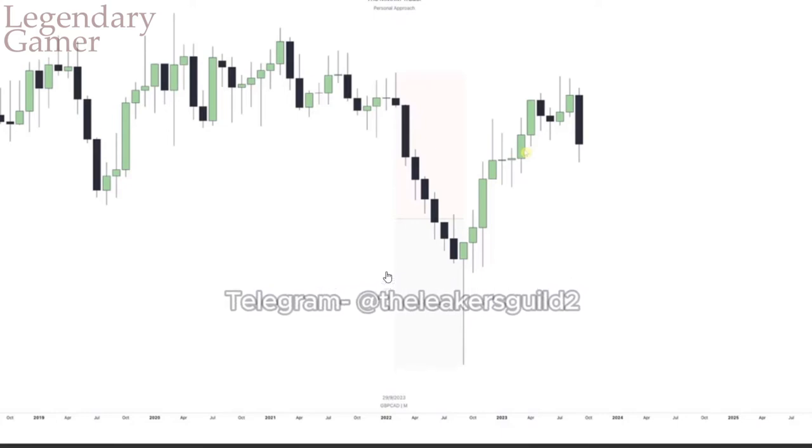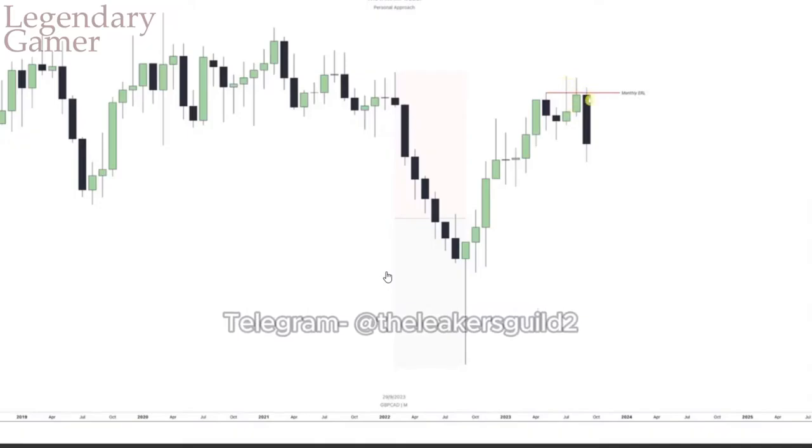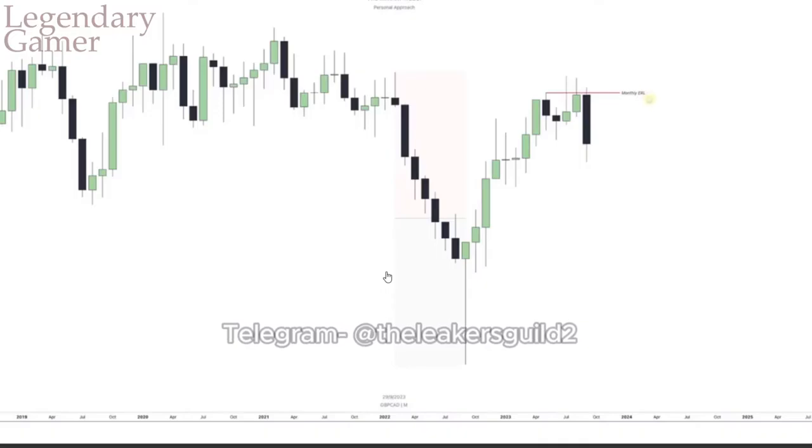So where did we raid external liquidity? We've got this high here on the monthly, this swing high. We can see price sweeps above it and then starts to decline afterwards. Now after, again, external range liquidity, we want to be focusing on an internal range liquidity pool.